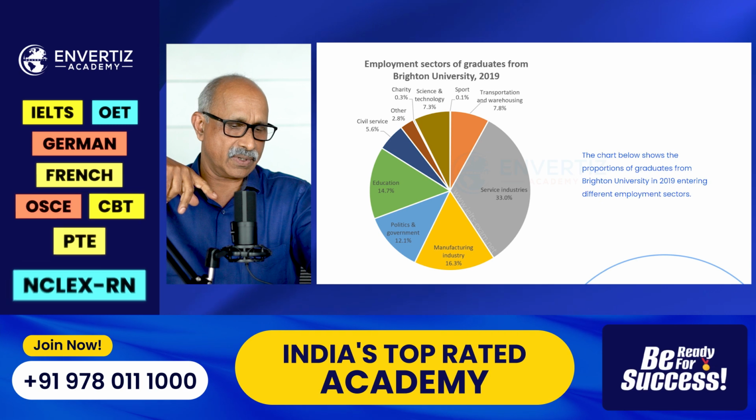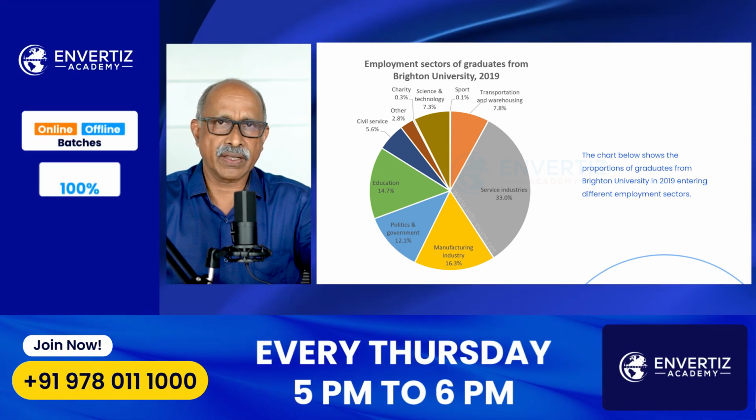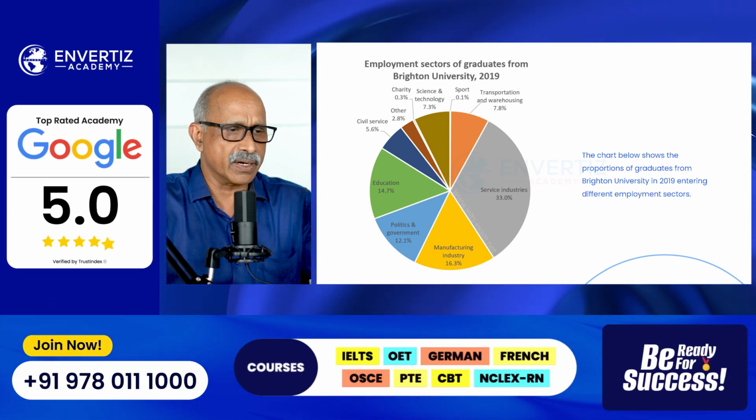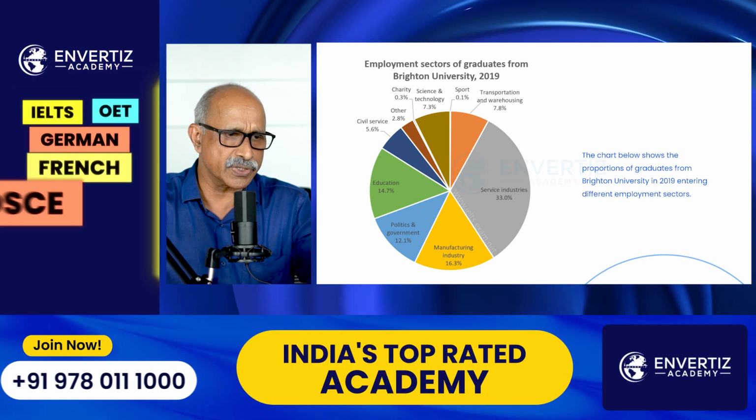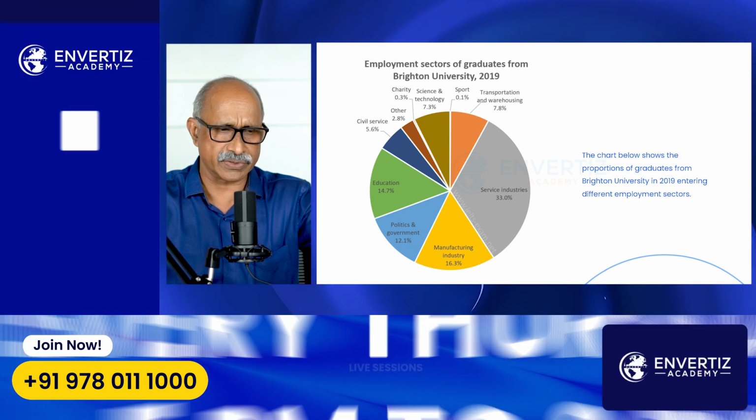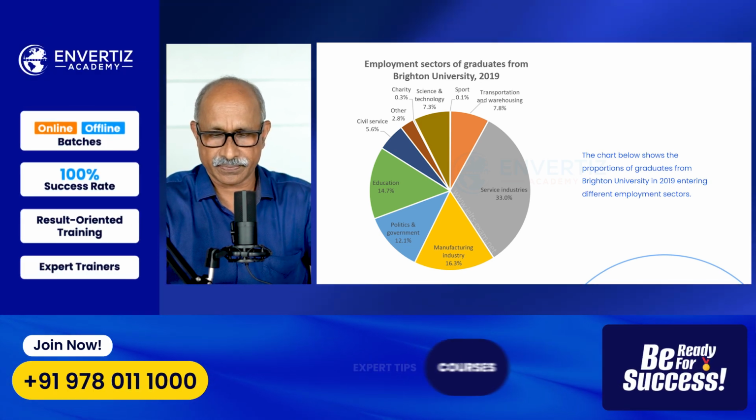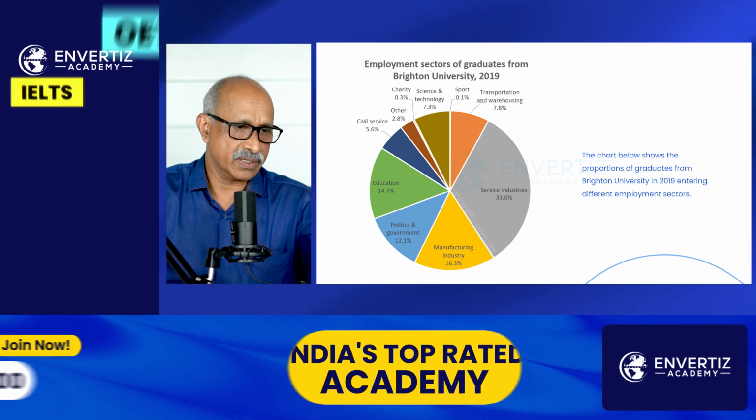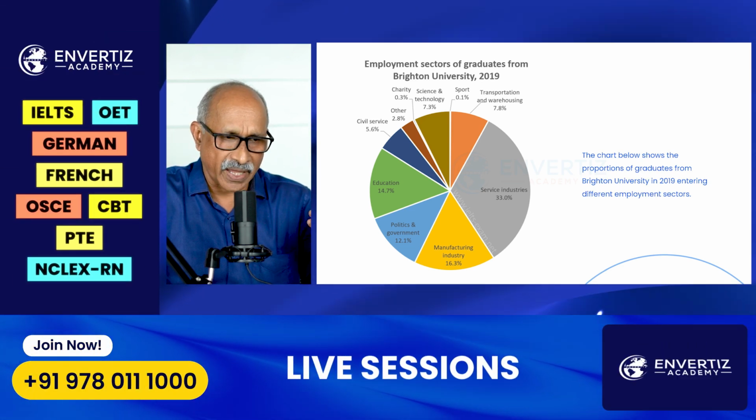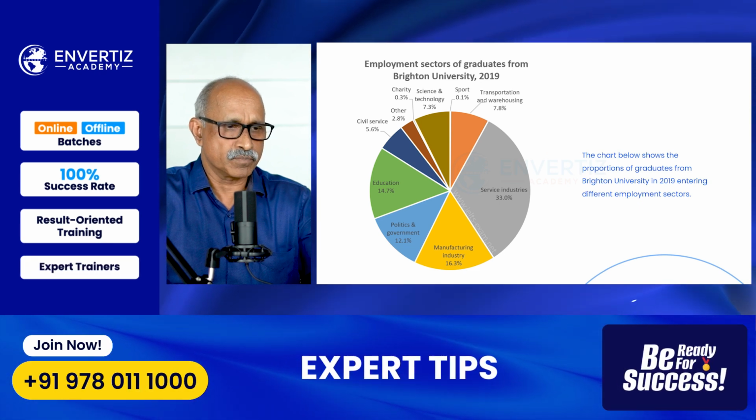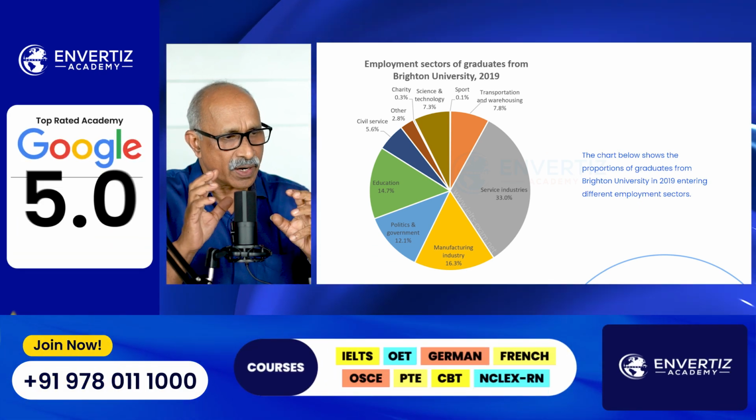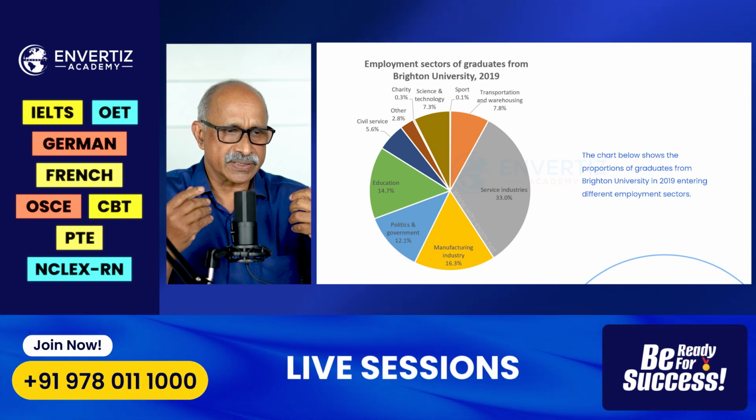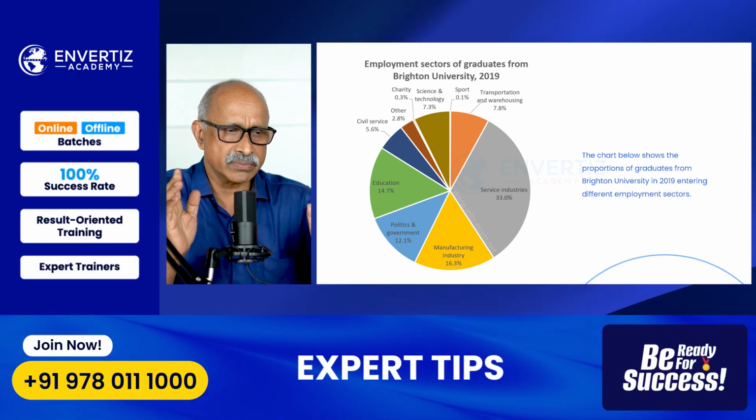Now let us see a pie chart. I will show you different types of pie chart, and this pie chart is a single one. Here the question is given: the chart below shows the proportions of graduates from Brighton University in 2019 entering different employment sectors. So here you can write the introduction, you paraphrase the question. You can say that the given pie chart explains the number of graduates working in different sectors who passed out in 2019 from Brighton University.